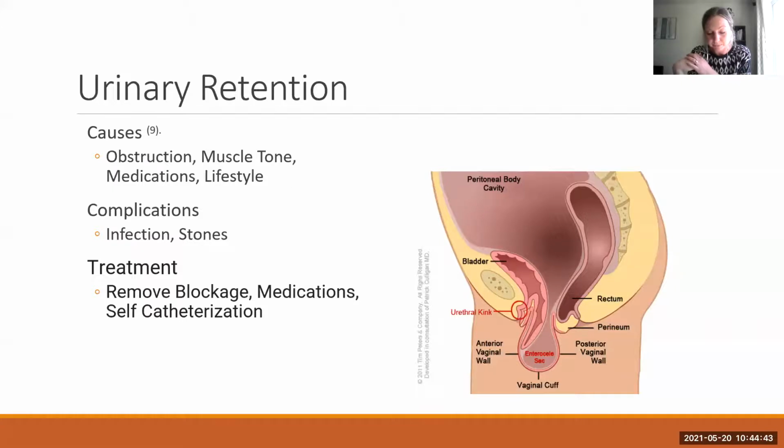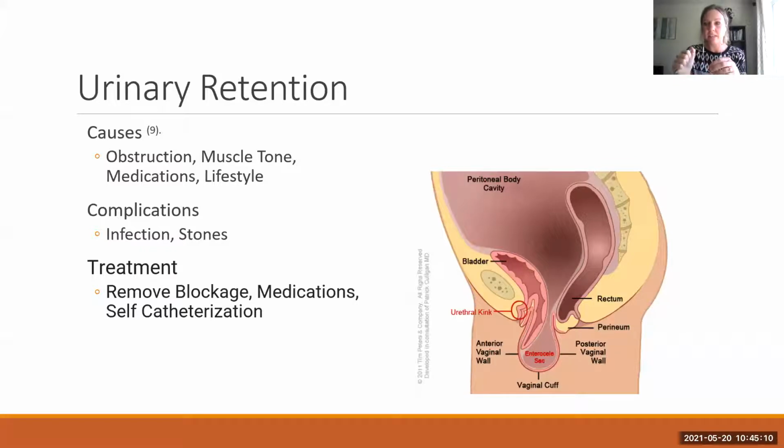And then treatment, remove the blockage. For women, that might be a sling is placed, that's surgery for the vaginal prolapse. For men, it might be they reduce the size of the prostate with surgery, or you can take medications for enlarged prostates, and we'll talk about that later too. For older people, obviously, surgery is not a great option for a lot of older people. Medications are much better.